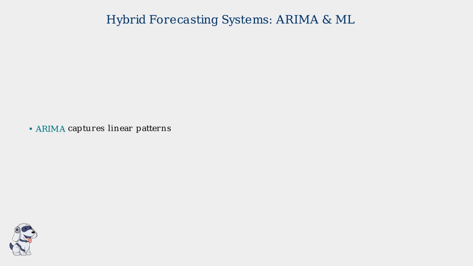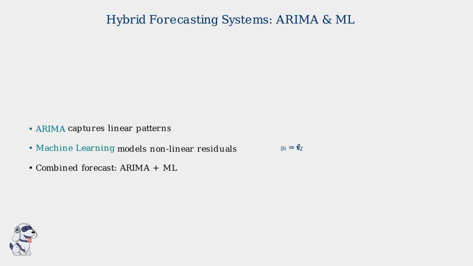In hybrid forecasting systems, ARIMA models capture the linear components of a time series, while machine learning models account for nonlinear residual patterns. The final forecast is obtained by summing the ARIMA forecast and the ML residual forecast.